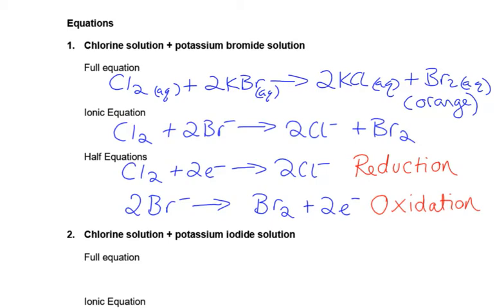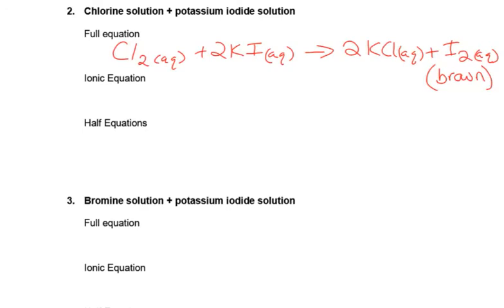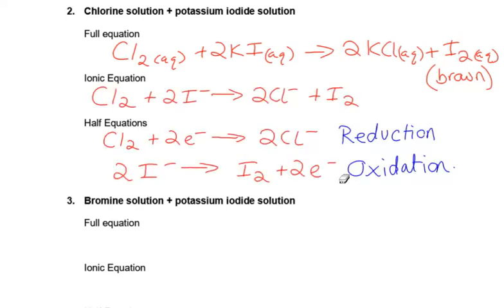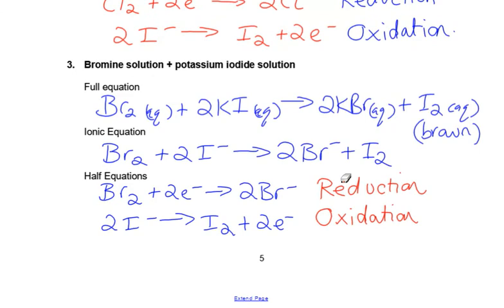The next one that underwent displacement was chlorine plus the iodide, which liberated your iodine, so we saw a brown solution. Again, stop the video and practice writing the ionic and half equations. There you can see the ionic equation and the half equations, the reduction and the oxidation for that reaction. The last reaction that took place was the bromine and the potassium iodide, which displaces your iodine, so we saw a brown solution. And again, form the ionic and the half equations for those.